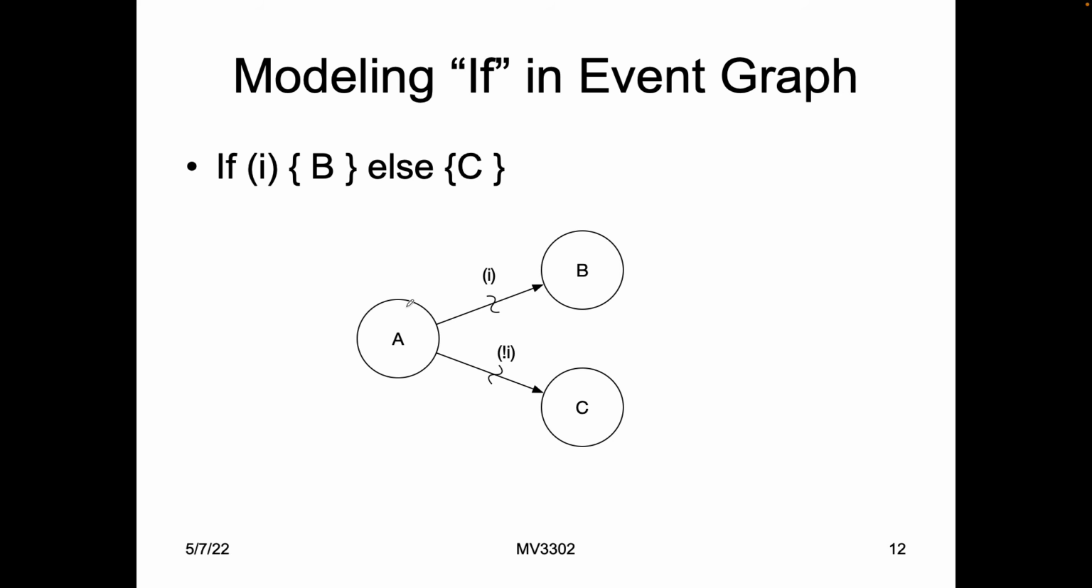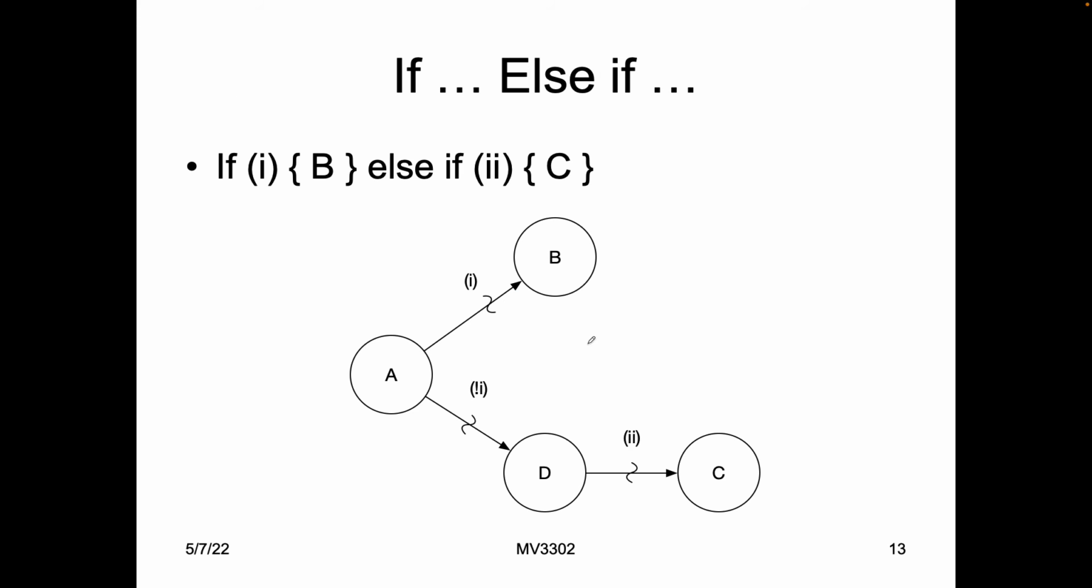I simply have some event that's going to schedule them, and I schedule B with the condition, and I schedule C with not the condition. And so this is how you would implement an if using event graphs. And what about else if?